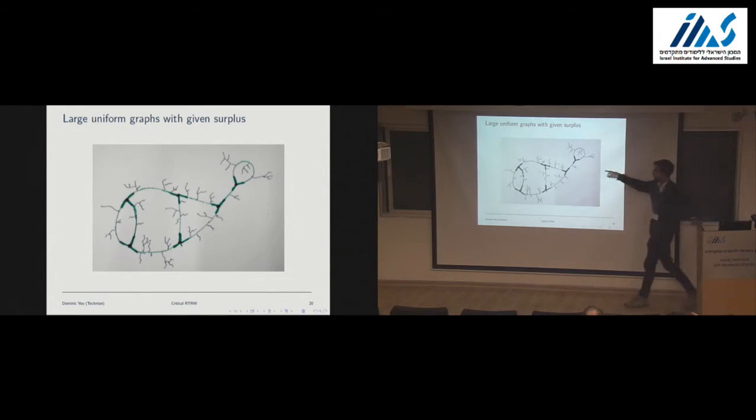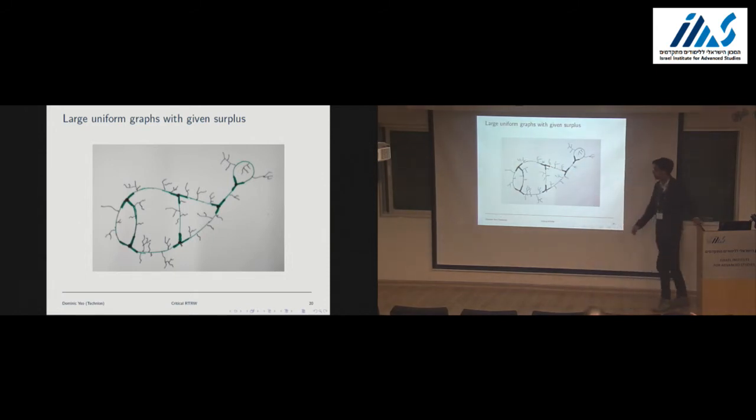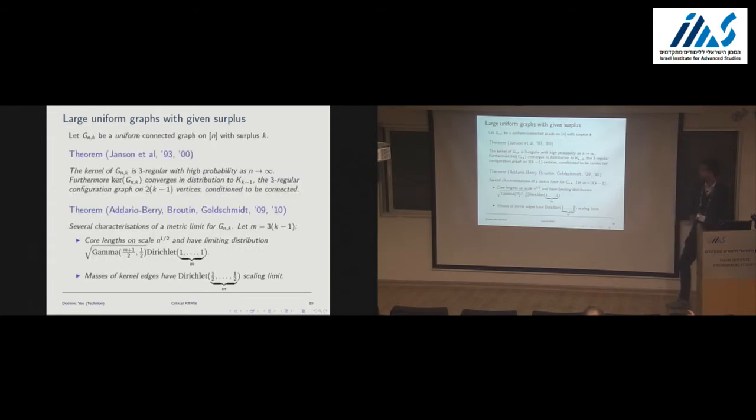Well, so one thing they can do is they can give a joint limit for the lengths in the core. So when viewed as a kernel, that's just one kernel edge. But in the original graph, that's a whole load of edges. And conditional on the structure of the kernel, that's independent of how many edges you need to turn a kernel edge into a core edge, and they give a distributional limit for those lengths.